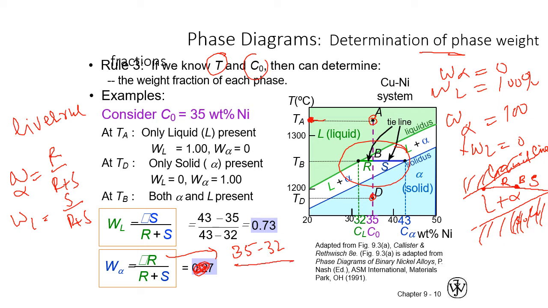This is R and this is S. So R plus S is 43 minus 32, right? 43 minus 32. So if you perform this calculation, then it will come out to be 27%. Since here there are only two phases, you can determine the composition of the solid as W alpha equal 1 minus 0.27, which will be 0.73, or we can say it is 73%.